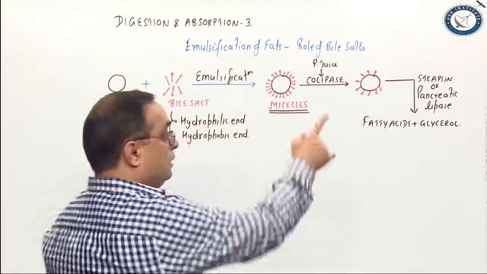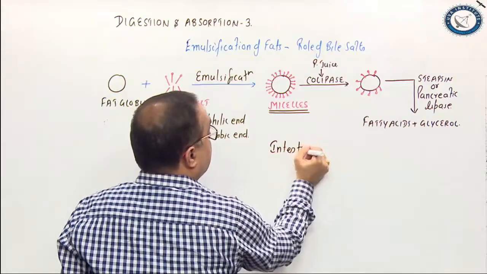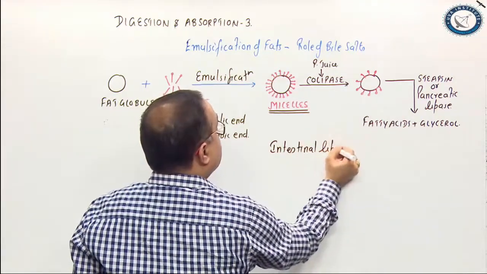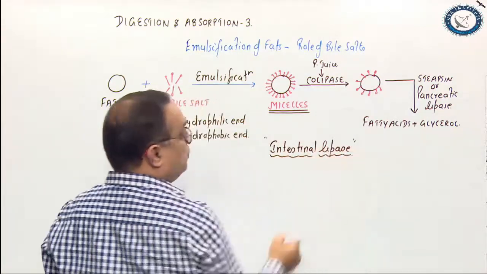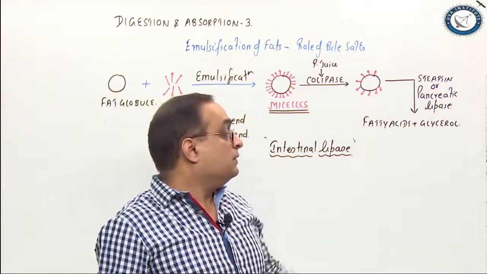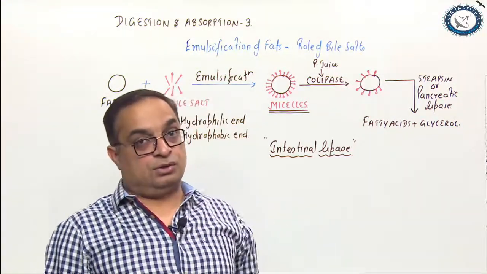The same role is played by intestinal lipase also. The intestinal juice has intestinal lipase. This also digests a small amount of emulsified fat. So, what are the end products of fat digestion? Fatty acids and glycerol, right?